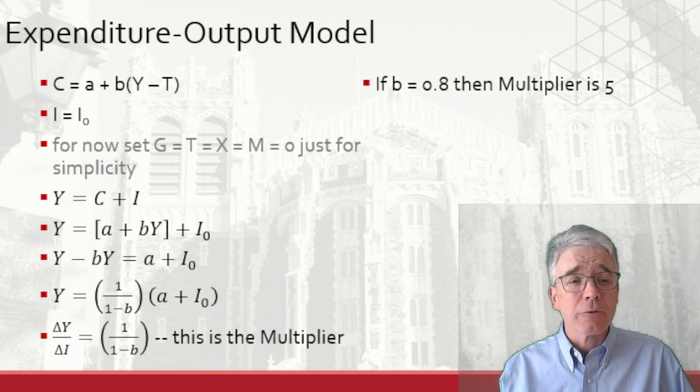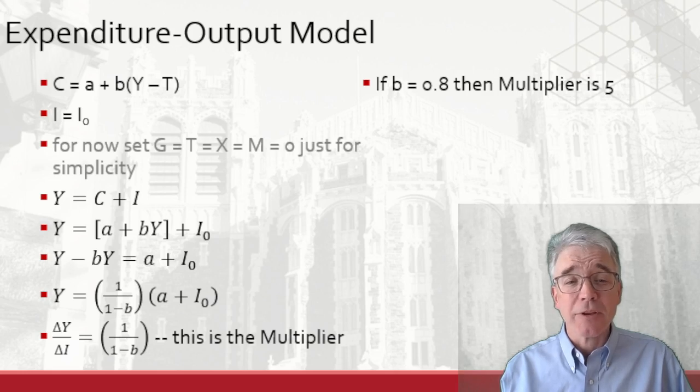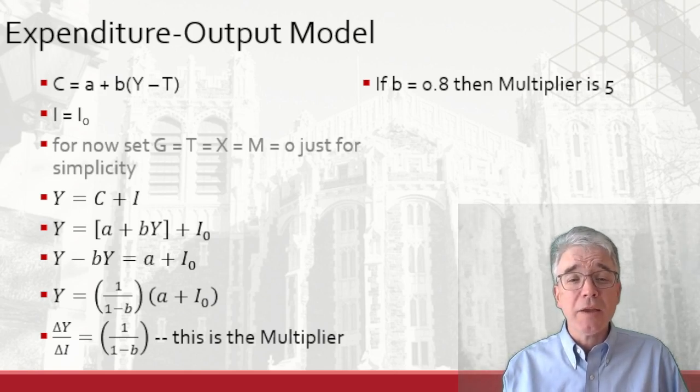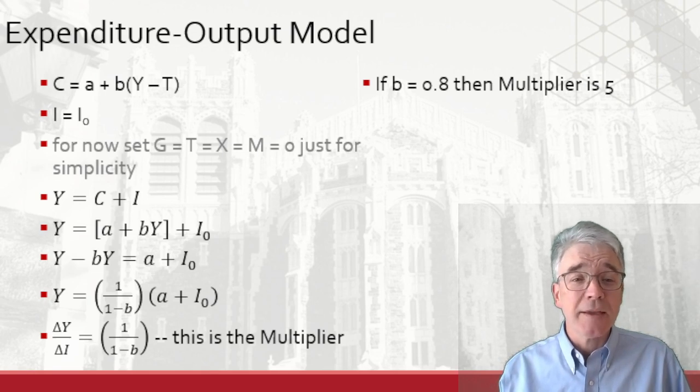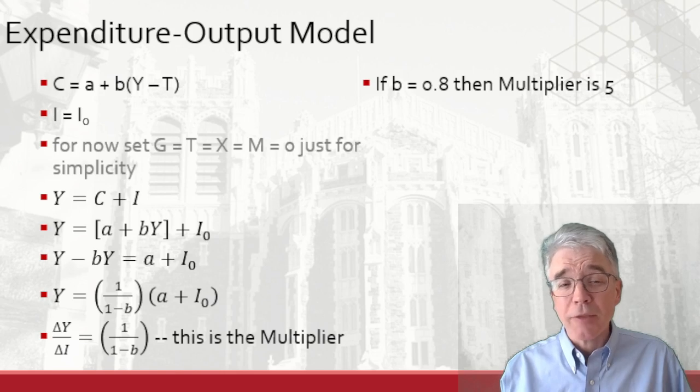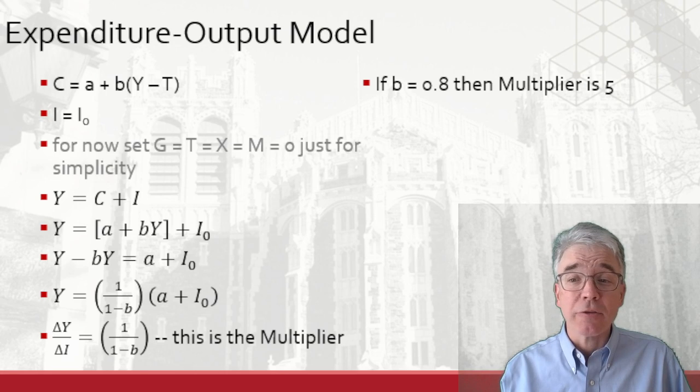Substitute in. So our equation is C is A plus BY, because T is 0, that drops out. Investment is just I naught. Collect terms, Y minus BY is going to be equal to A plus I naught. Divide through, get Y equals 1 over (1 minus B) times (A plus I naught). That term, 1 over (1 minus B), gives us the multiplier. If B, the marginal propensity to consume, is something like 80%, then that would imply the multiplier is going to be 5.